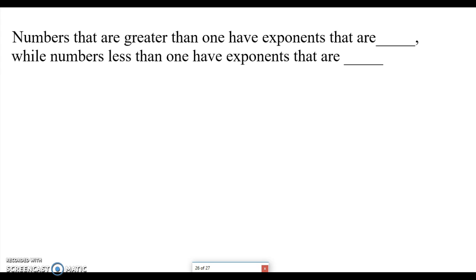Numbers that are greater than 1 have exponents that are positive, and numbers that are less than 1 have a negative exponent. And that's all there is, folks. So come in for help if you do, in fact, need some help.